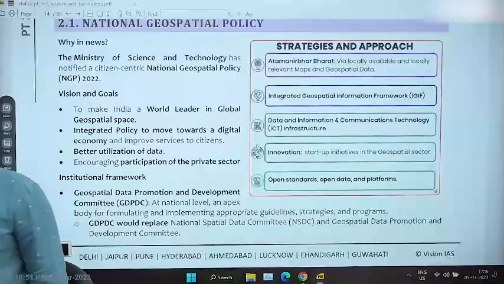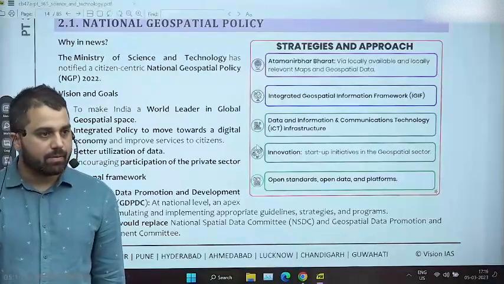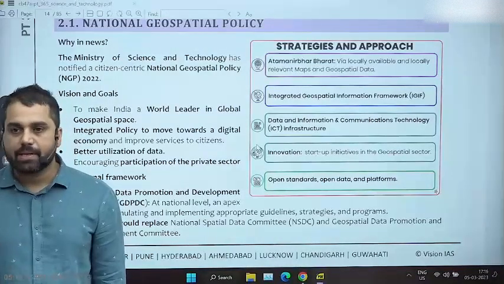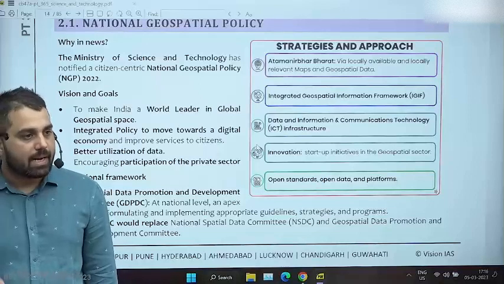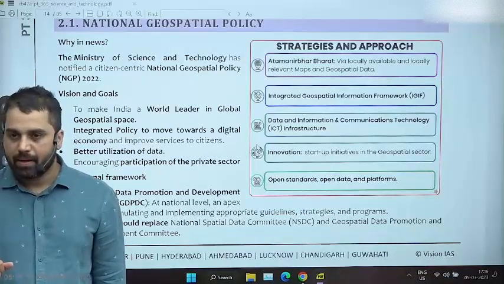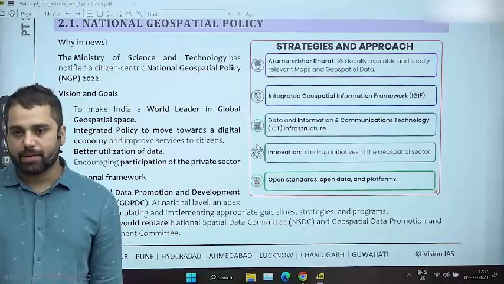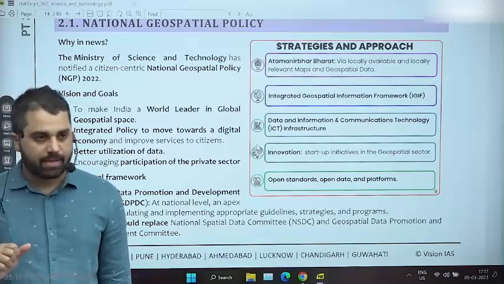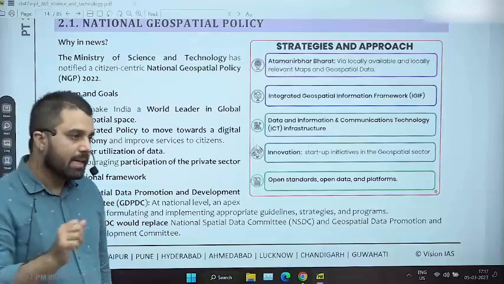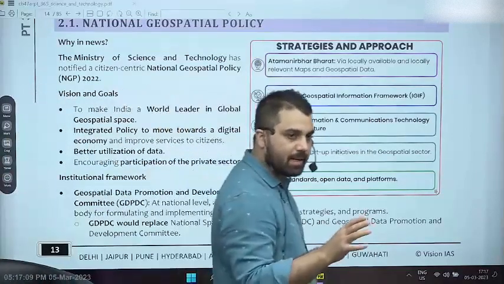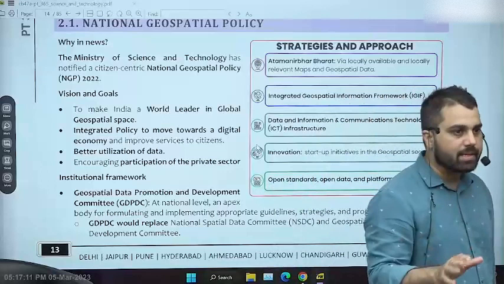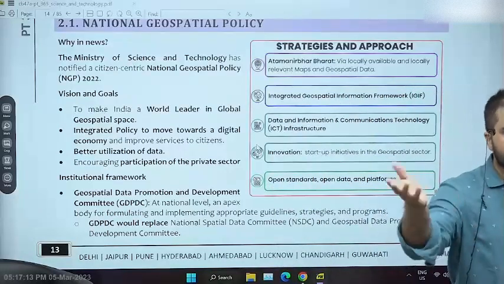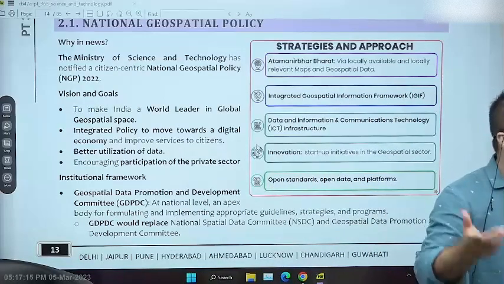So that in itself is important. What is the meaning of geospatial data and what are its possible applications? That in itself is an important topic. And there is a very good chance. So if, let's say for example, UPSC has given which can be possible applications of geospatial data, then think about whether that particular application has some locational aspect associated with it. If it has, then there is a very good chance that that option is correct.